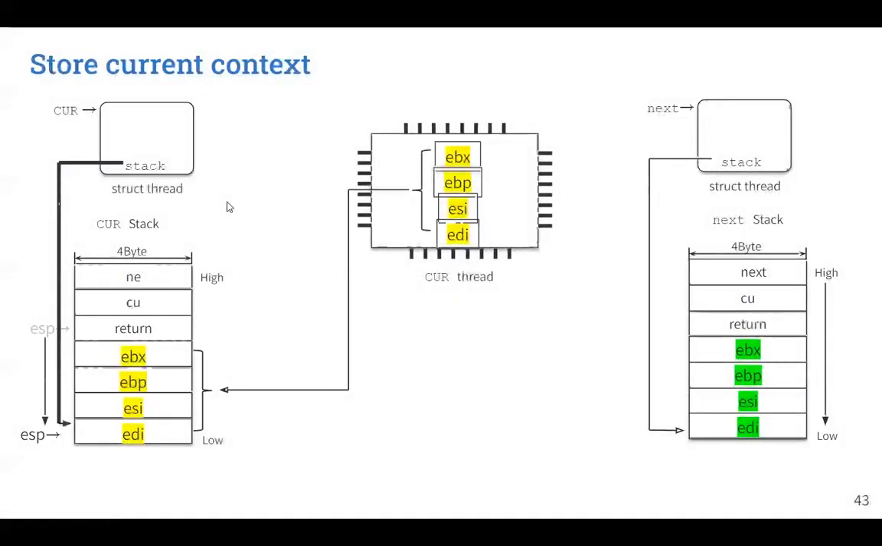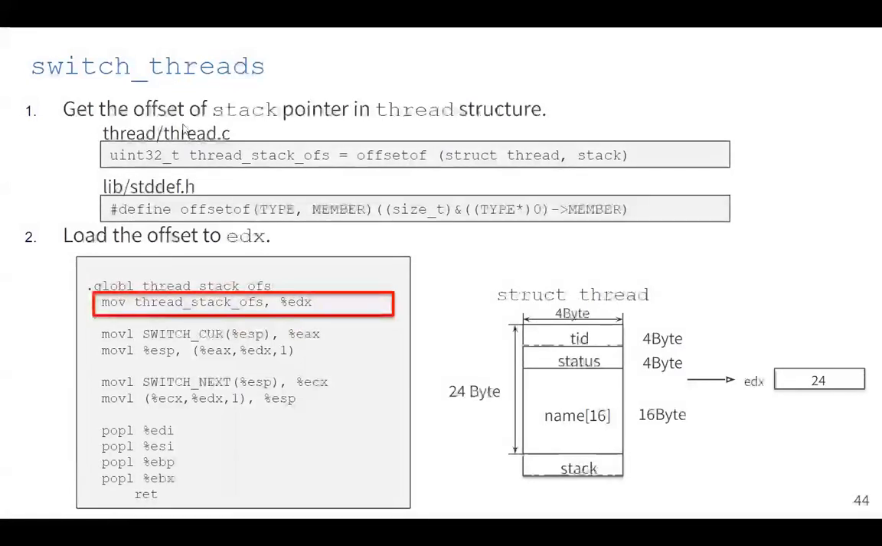And afterwards, we want to store the stack pointer to the thread struct. So how switch thread does that is this. We get the offset of the stack pointer in the thread structure.